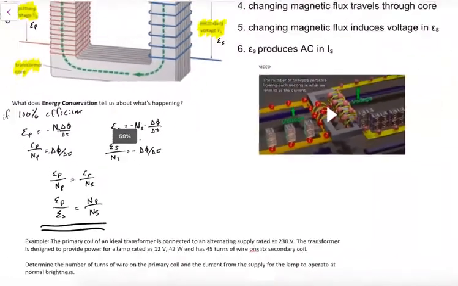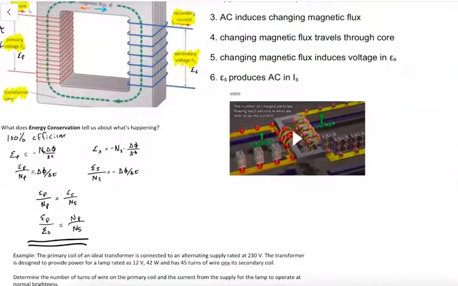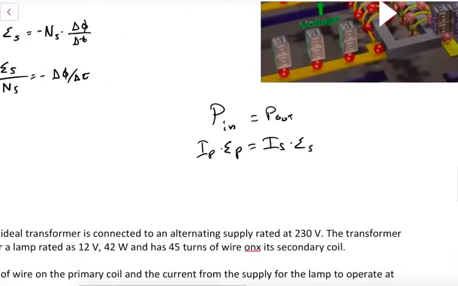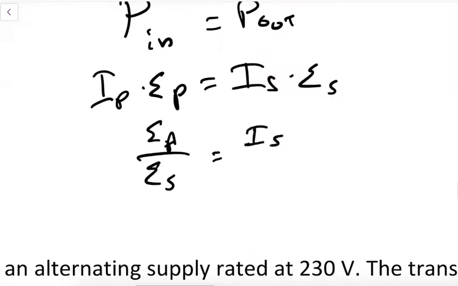But there's a second relationship that we want to reflect on, and that involves the current. So how does the current change depending on the number of coils? In order to do that, it's easier to see it from the perspective of P in equals P out, if 100% efficient. So we have I_P times E_P, the primary current times the primary voltage, is equal to the secondary current times the secondary voltage. And so E_P over E_S is equal to I_S over I_P.